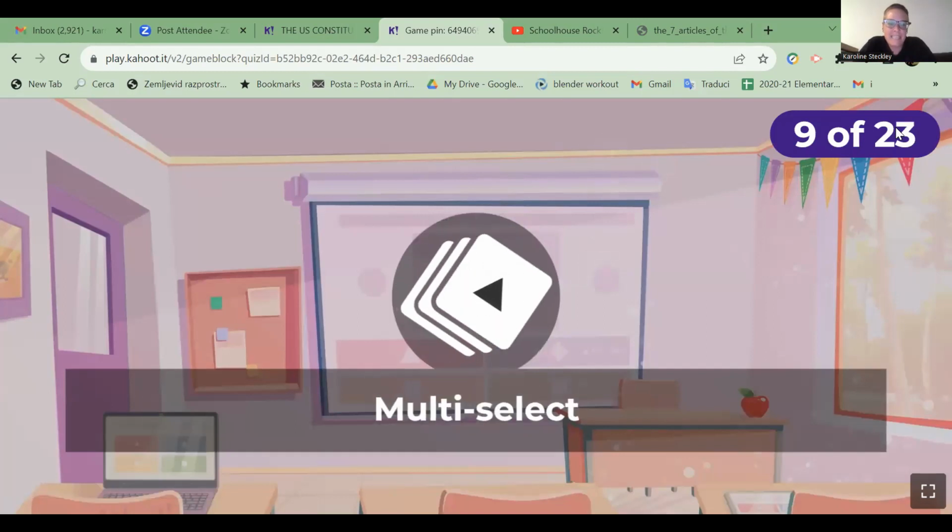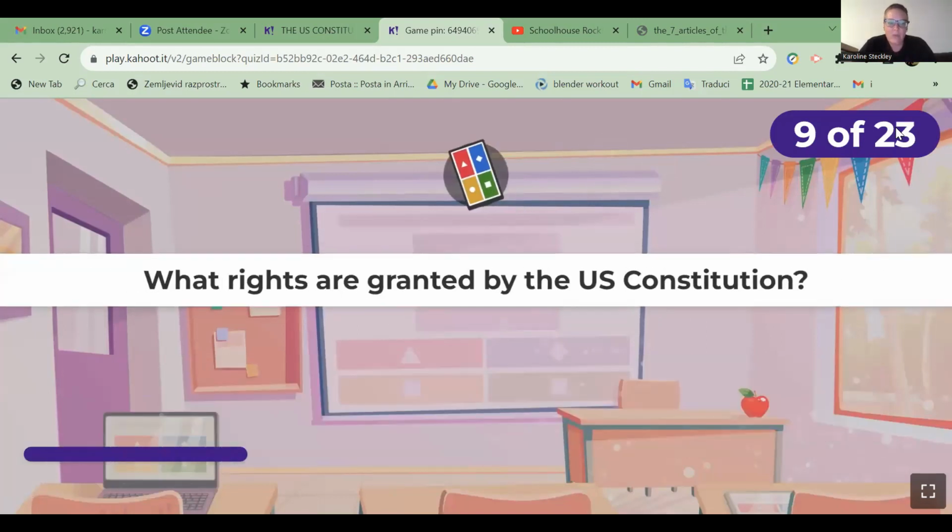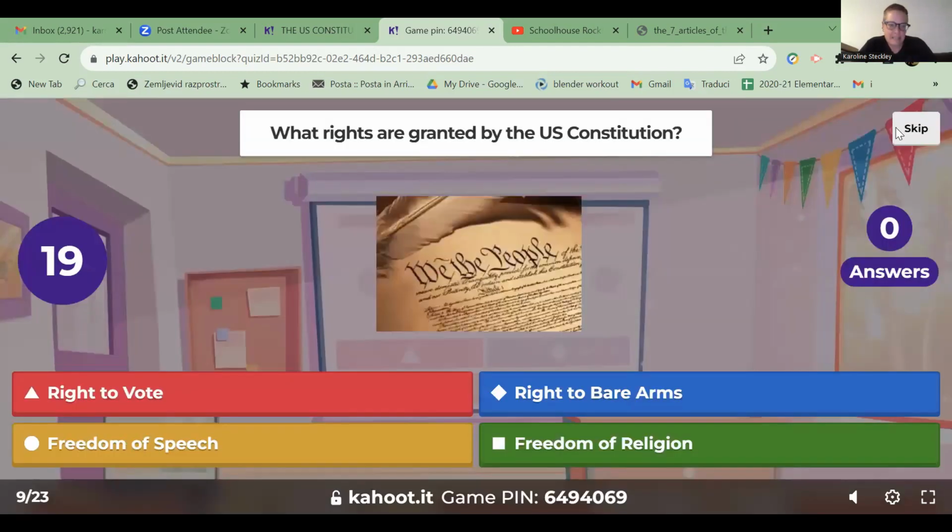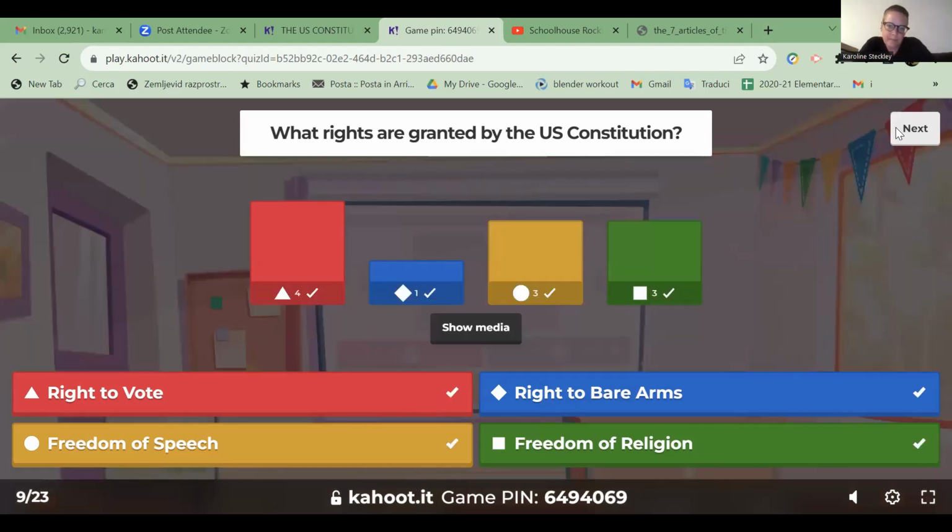Quiz. What rights are granted by the U.S. Constitution? The right to vote, red. The freedom of speech, yellow. Right to bear arms, blue. Freedom of religion, green. I should really say by the amendments, not by the U.S. Constitution. Okay. Yeah, it was really all of these.